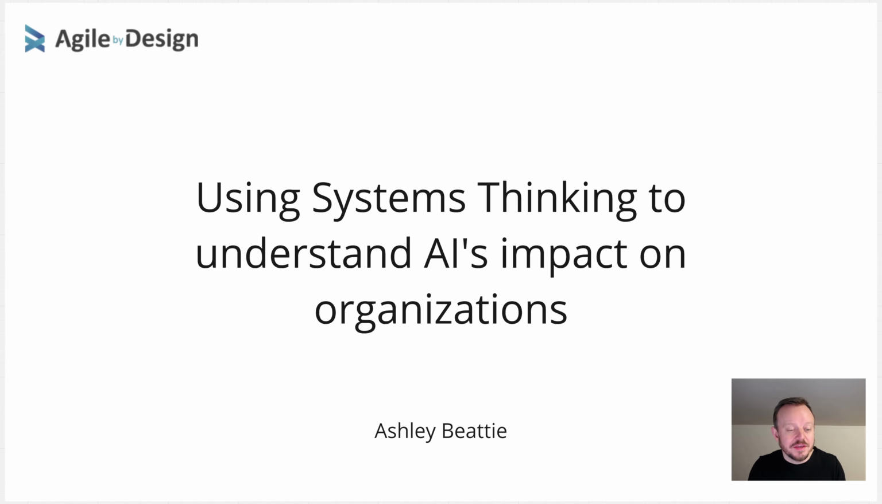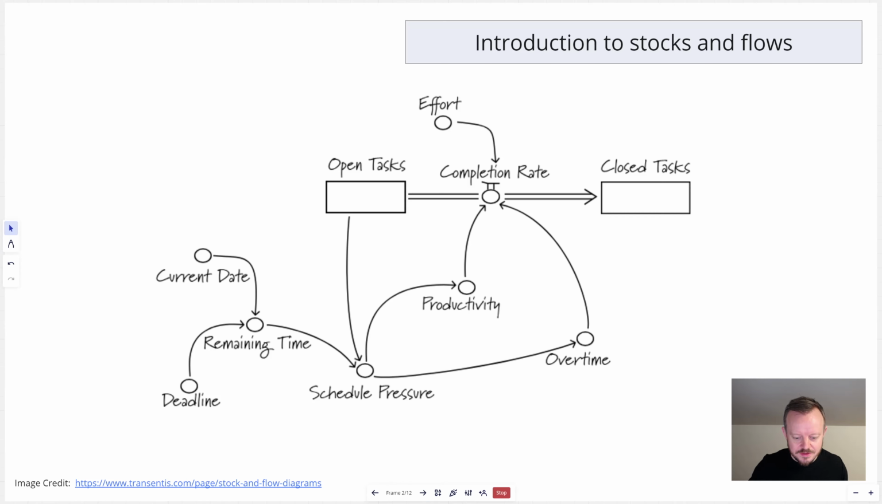And today I'd like to take you through how we're using systems thinking to understand AI's impact on organizations. Now, before I get to the AI in organizations model, I'd like to introduce the modeling technique we're going to be using throughout the presentation. It's called the stock and flow diagram, and if you'll allow me, I'd like to take you through it and show you a little bit about how it works.